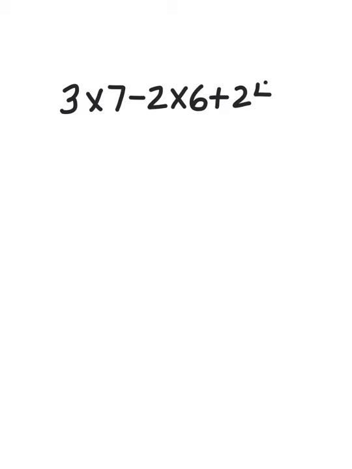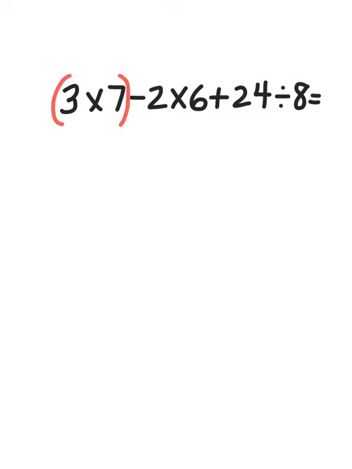Next problem says 3 times 7 minus 2 times 6 plus 24 divided by 8 equals what? Now remember, we have to do the multiplication and division problems first. So we put parentheses around them.